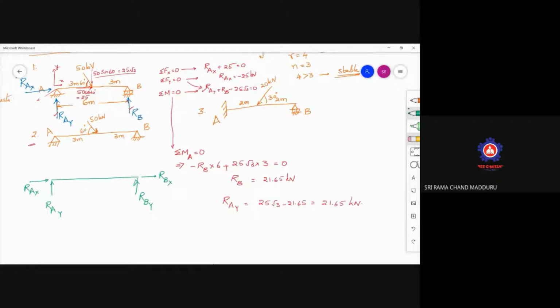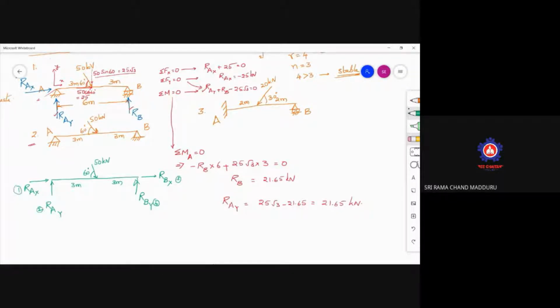RBX. Now here a slope of force is there which is 50 kilonewtons acting with an angle of 60 degrees. 3 meters, 3 meters. Now tell me how many unknown forces are there for the given. First of all, with the given loading, how many reactions are there? 1, 2, 3, 4. A total of 4 unknown forces are there.